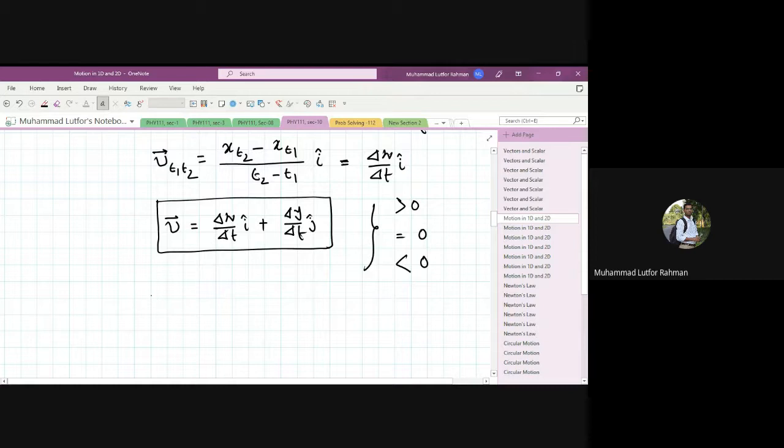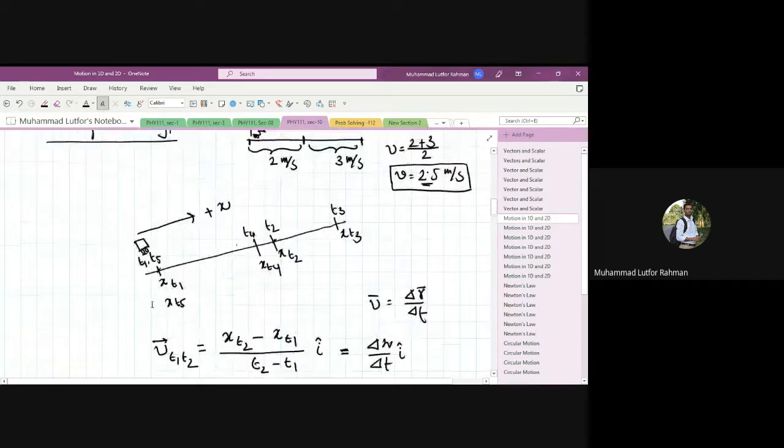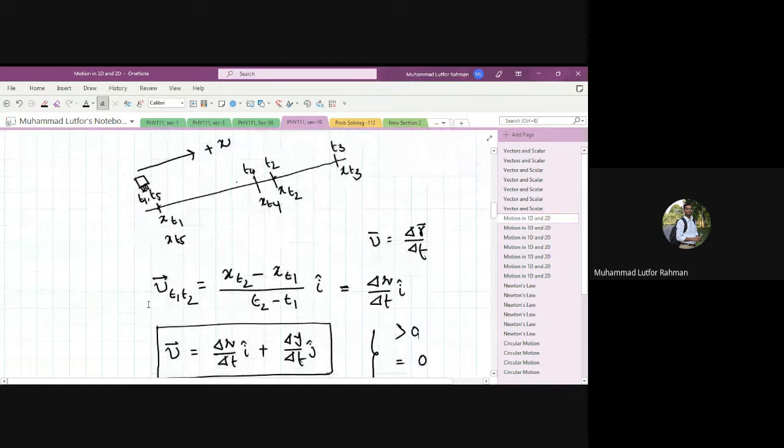Now for this case, the journey I drew here, I can say that the average velocity between time t1 and t2 would be greater than 0. Why? Greater than 0 means a positive quantity. It is basically moving in the direction of my positive x direction, right? I'm moving from x(t1) to x(t2), heading towards the positive x direction. So that's why the average velocity will be positive between time t1 and t2.